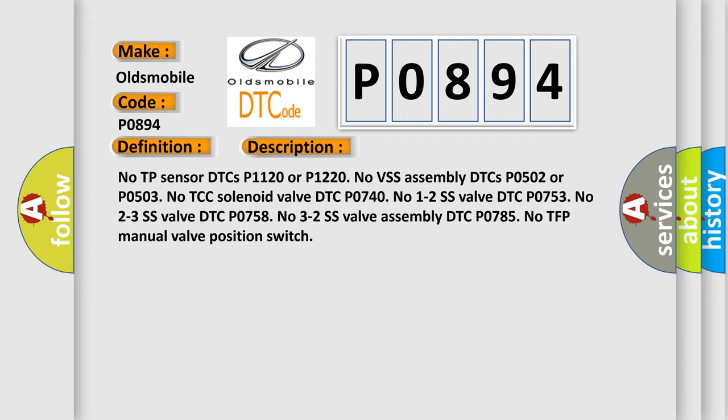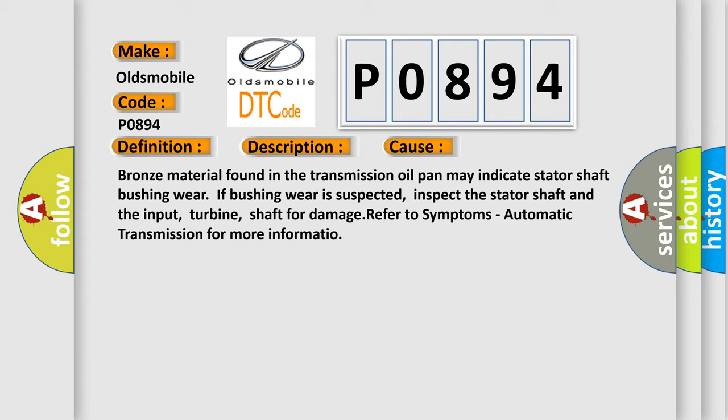This diagnostic error occurs most often in these cases. Bronze material found in the transmission oil pan may indicate stator shaft bushing wear. If bushing wear is suspected, inspect the stator shaft and the input turbine shaft for damage. Refer to symptoms, automatic transmission for more information.